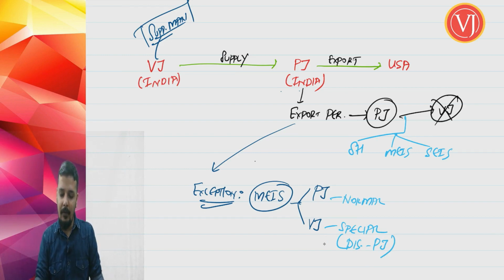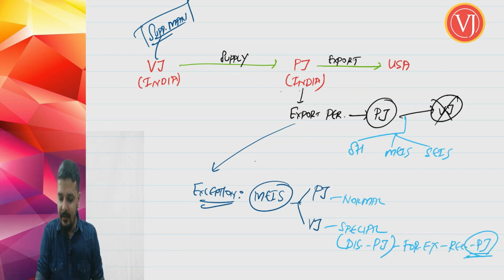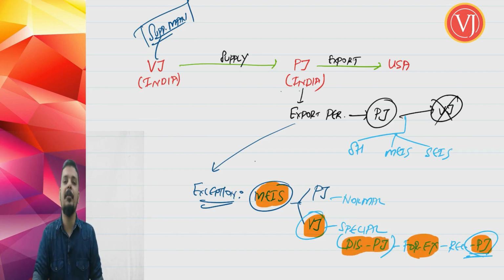Right? Though the foreign exchange is received by PJ, MEIS is claimed by VJ. So this is a very special scenario where the supporting manufacturer claims the MEIS script, though the actual foreign exchange receipt was by PJ, subject to the condition that this disclaimer should be given by PJ.